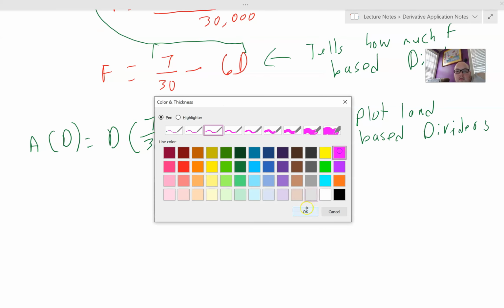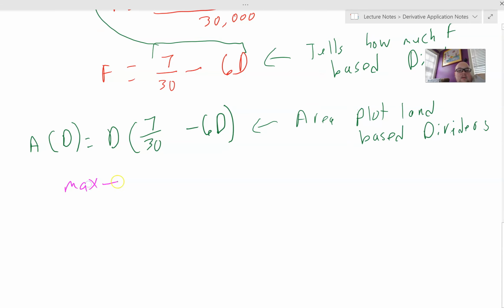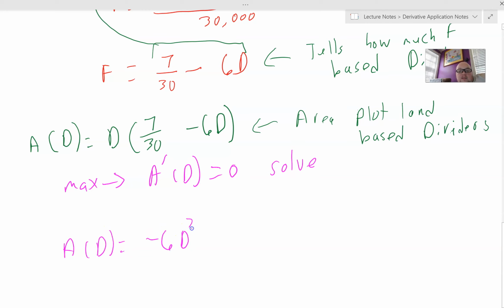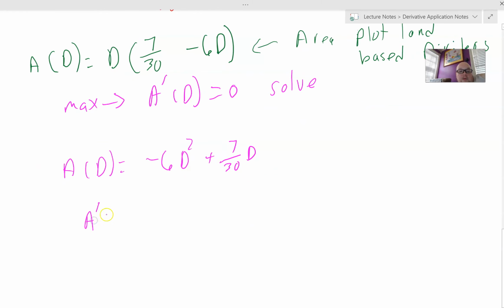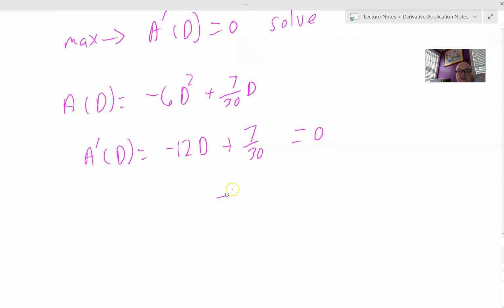Alright. So now, remember, with max, that tells us we find our first derivative and we solve it equal to zero. Okay. Well, we can distribute this through. So we get A of D is equal to negative 6D squared plus 7/30 D. All right. Now we take our derivative. So that's negative 12D plus 7/30. All right. Now we set it equal to zero and we solve it. All right. So subtract that 7/30.